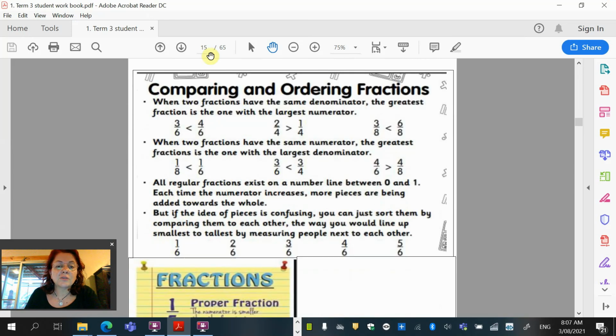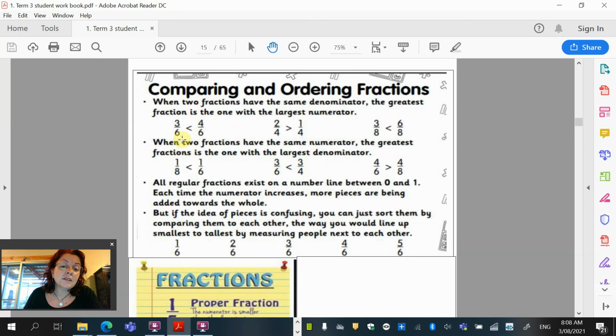So now we're up to slide 15, which is comparing and ordering fractions. Just pause me whenever you need to and catch up. Okay, so head your book up, fractions. The things that we need to remember about fractions is when 2 fractions have the same denominator, the same bottom number, the greatest fraction is the one with the largest numerator, and the numerator is the one on top.